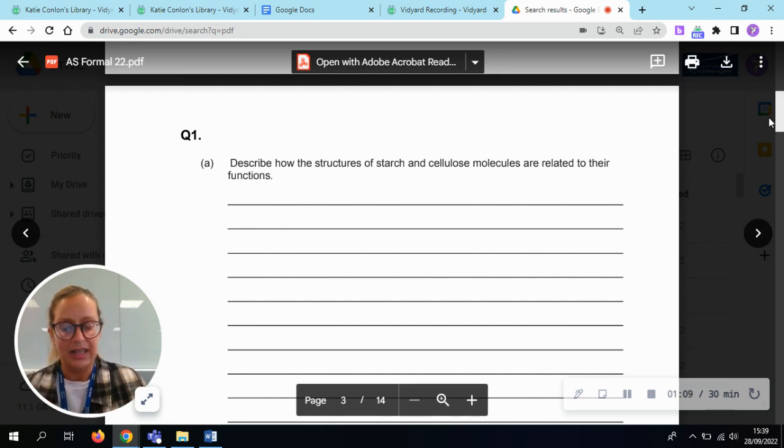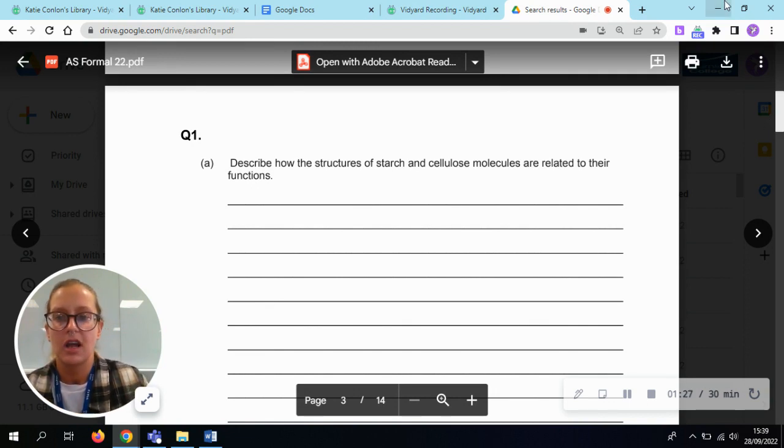Unlike at GCSE, where you would get 1 mark for the structure and 1 mark for the function, at A level, you actually need both of those points to get 1 mark. So it is actually more difficult to get these marks at AS than it is to get them at GCSE.